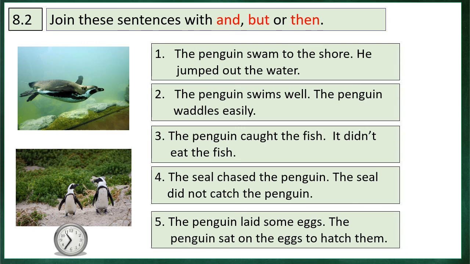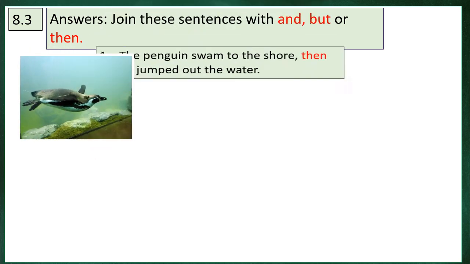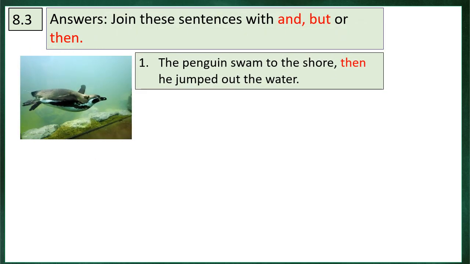Okay, good. Let's look at some possible answers. You had to join these sentences with and, but, or then. What about this one? The penguin swam to the shore, then he jumped out the water. To show sequence, what do you think? You could also say the penguin swam to the shore and he jumped out the water.